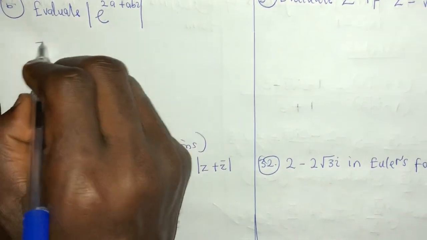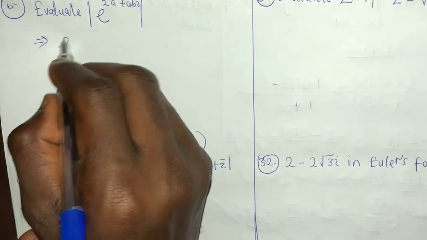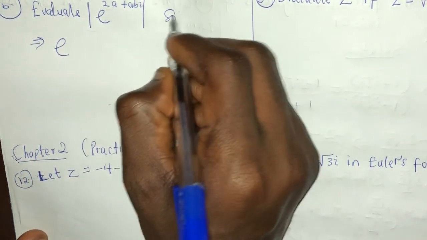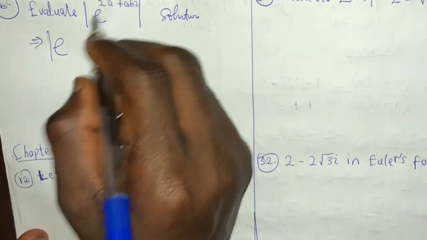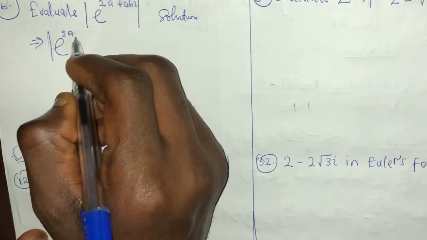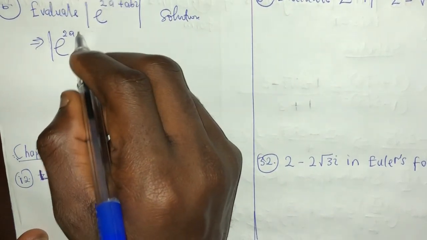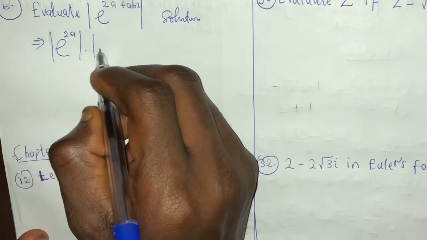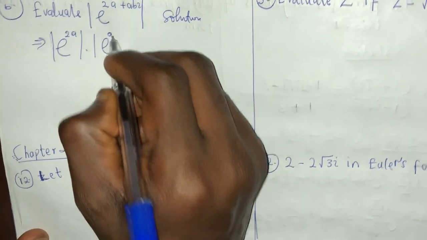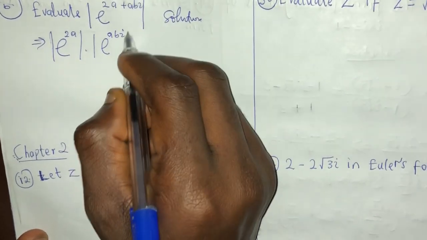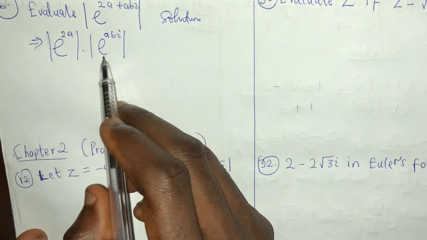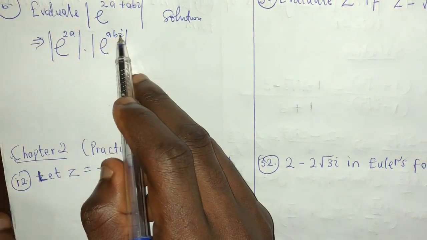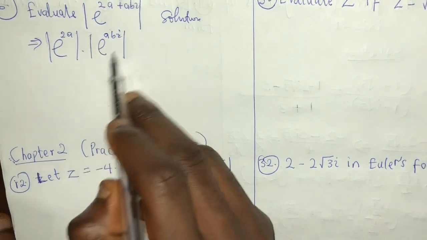So first thing first, we have to know our indices very well. So this is the same thing as e to the power of 2a. So the absolute value of this is the same thing as e to the power of 2a, right? Multiplied by the absolute value of e to the power of ab i. This is very straightforward.